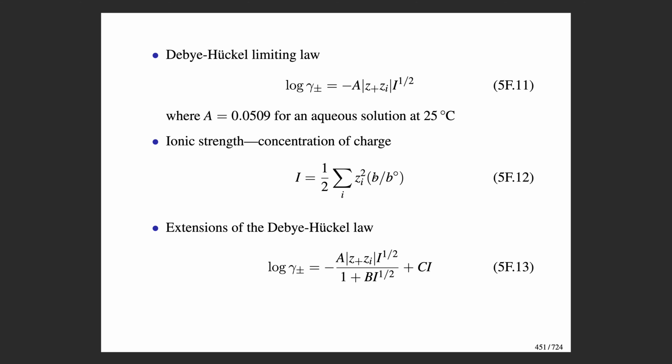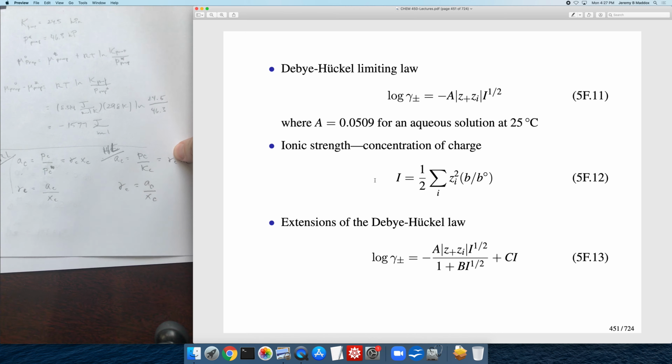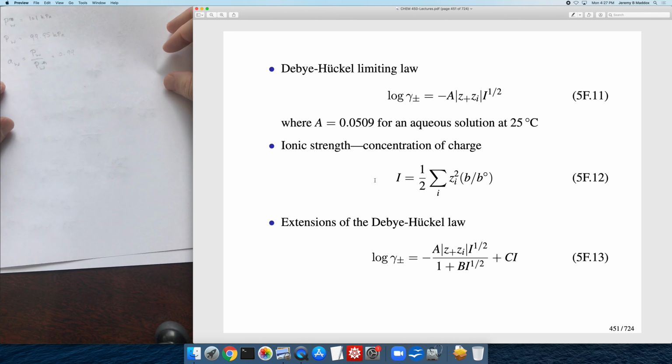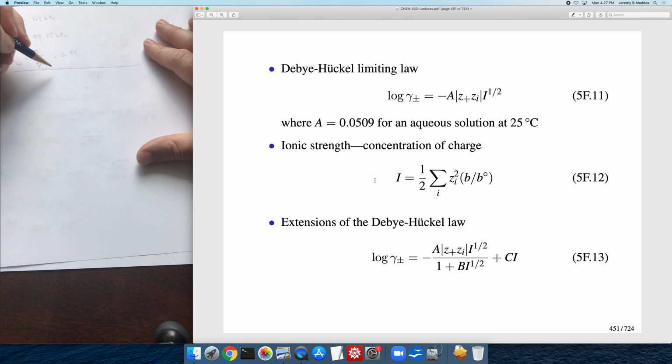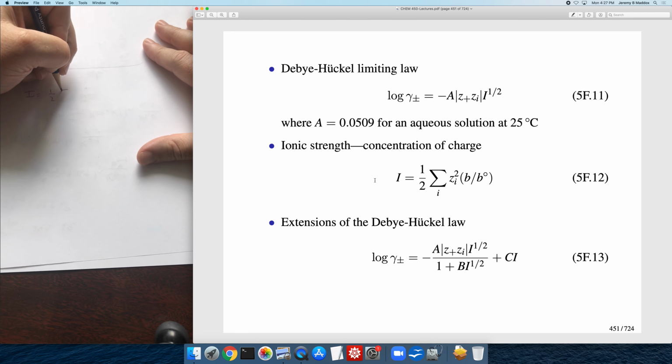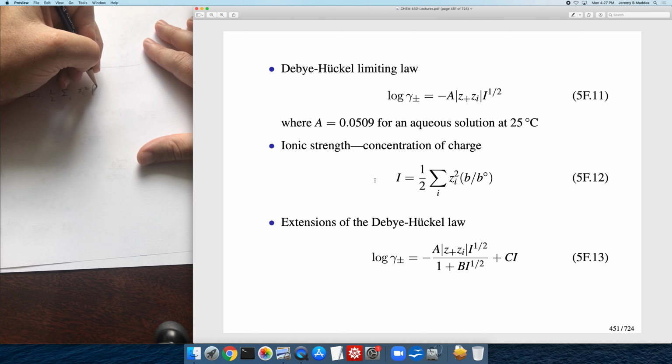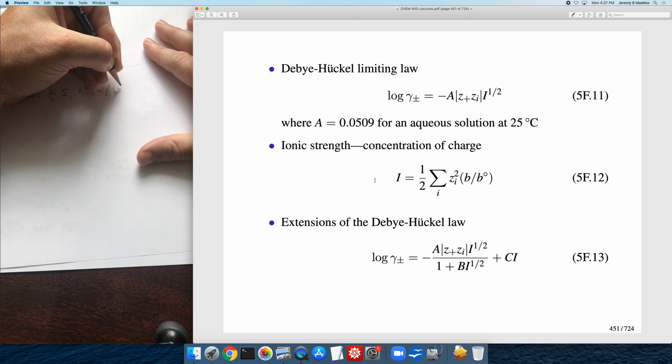So this should be b subscript i divided by the standard molality, which is just 1 molal. So b naught is equal to 1 molal. Just to correct the formula, so that I have the correct formula on here, this would be I equals 1/2 sum over i of z_i squared b_i divided by b naught, like that.